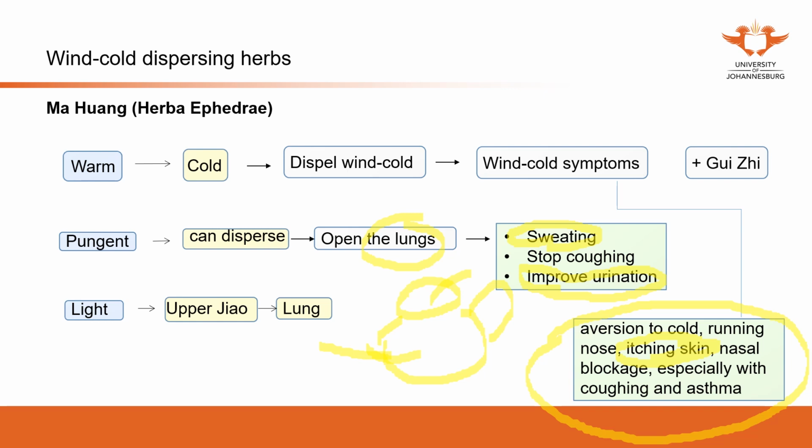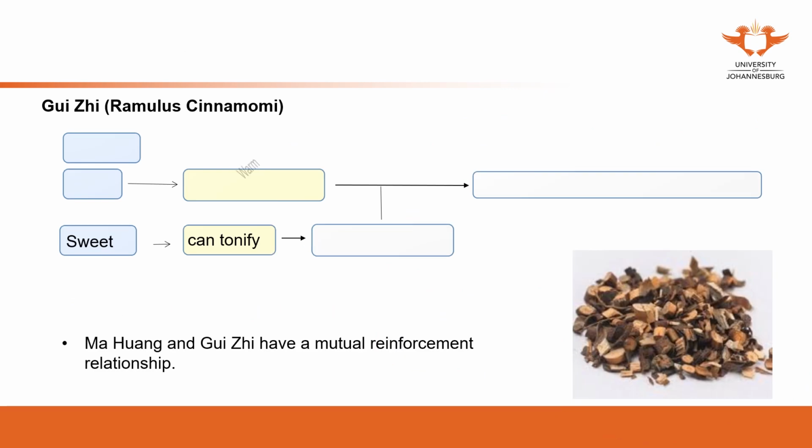The lung, or the lung system. The lung system refers to the whole respiration system: the nose, the throat, the lung, the airways. In order to perform the function of relieving the wind cold attack, in this situation, we can add 桂枝. It can strengthen or enhance the dispelling function of a wind cold attack. This is the mutual reinforcement relationship.